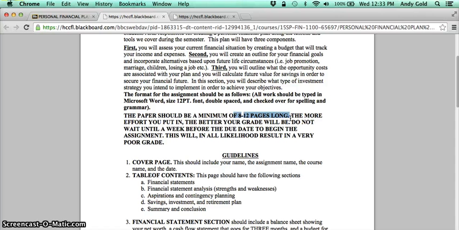The remaining portion of the assignment is going to be your narrative and written content that you produce. The format is to always do your work in Microsoft Word, use a 12-point font, and double space it. Please check over your spelling and grammar or have somebody else look over the document for you before you submit it.